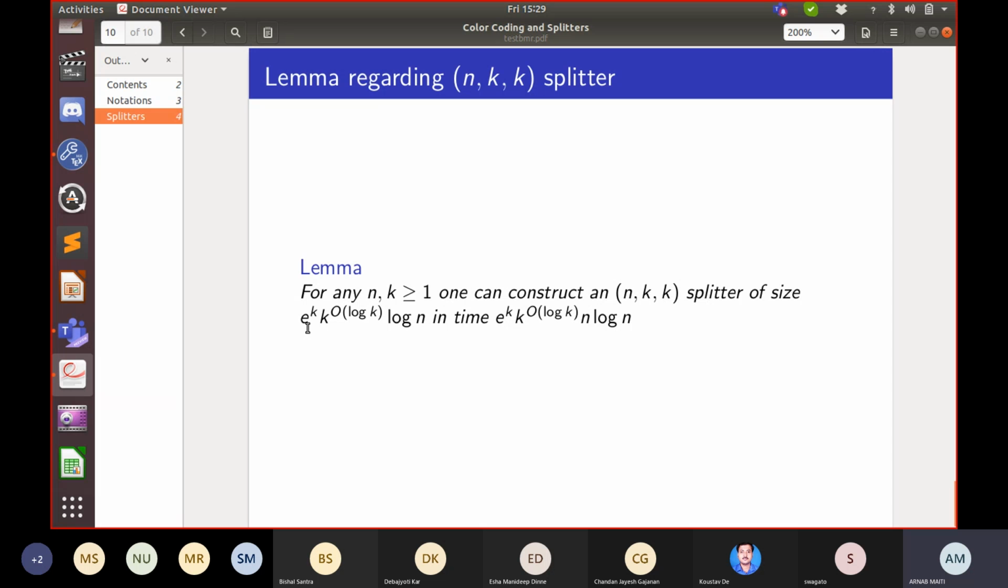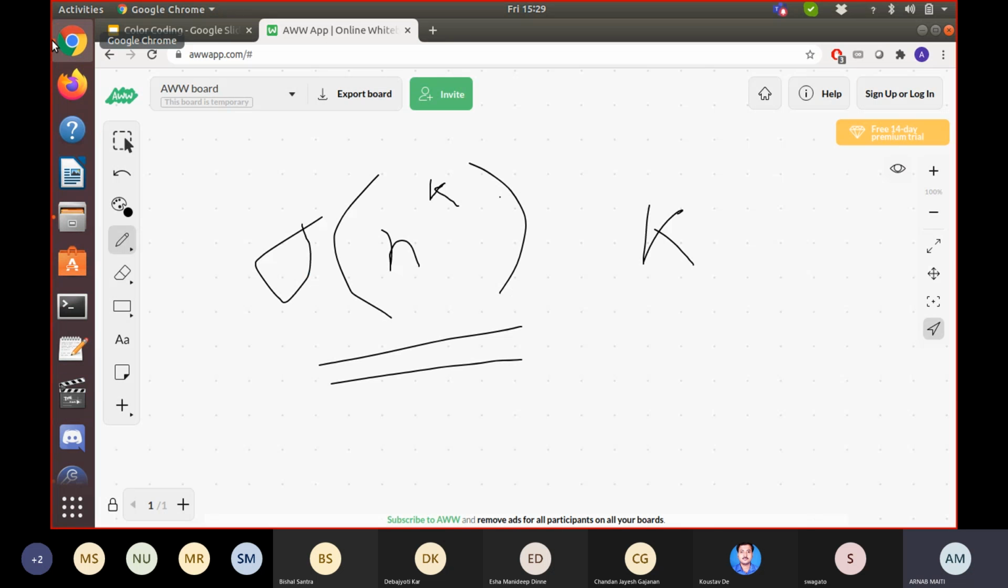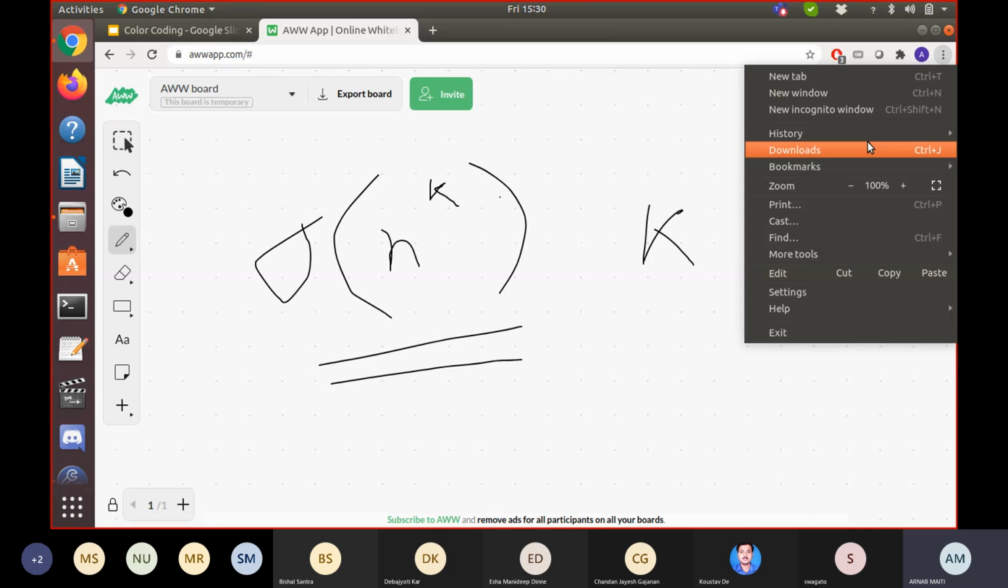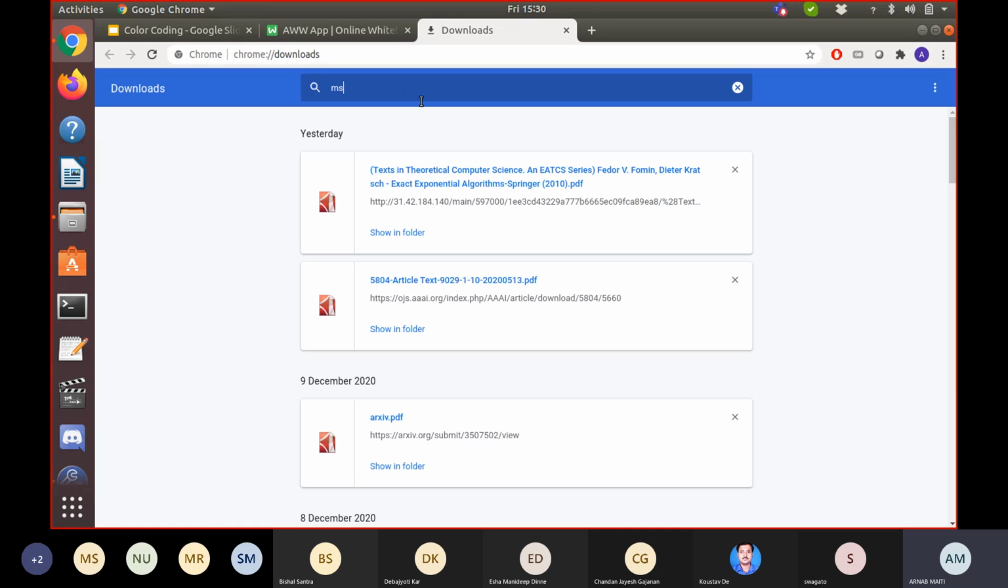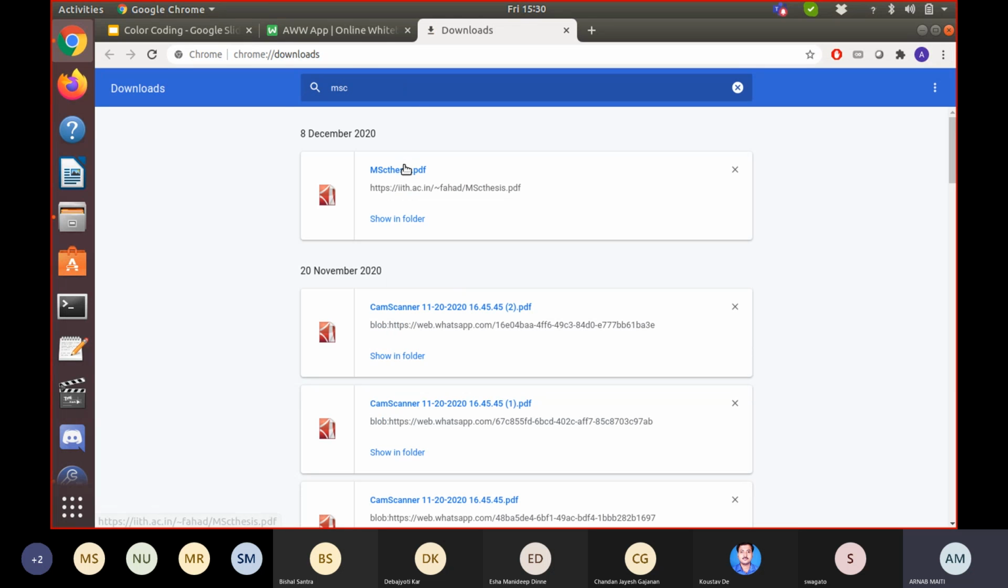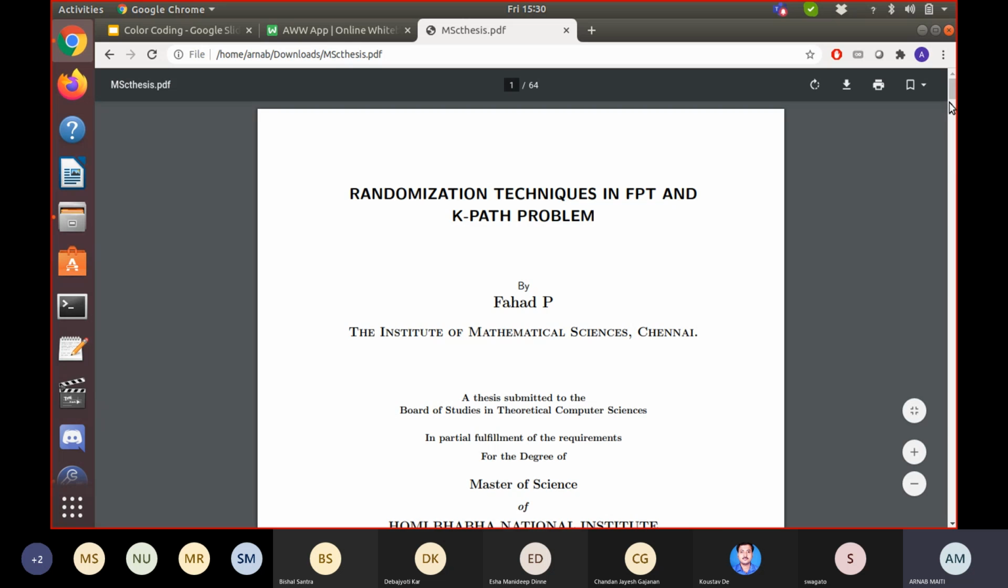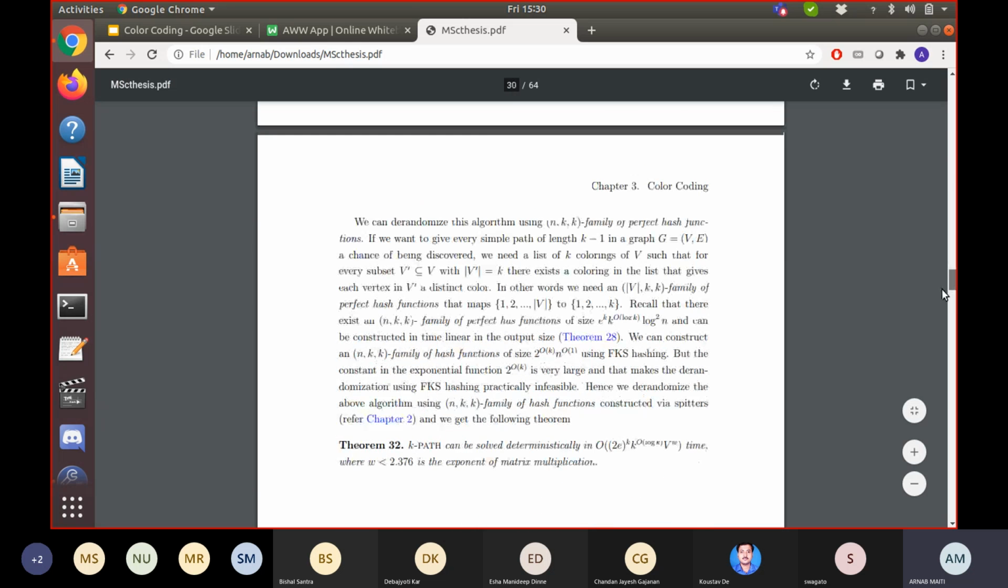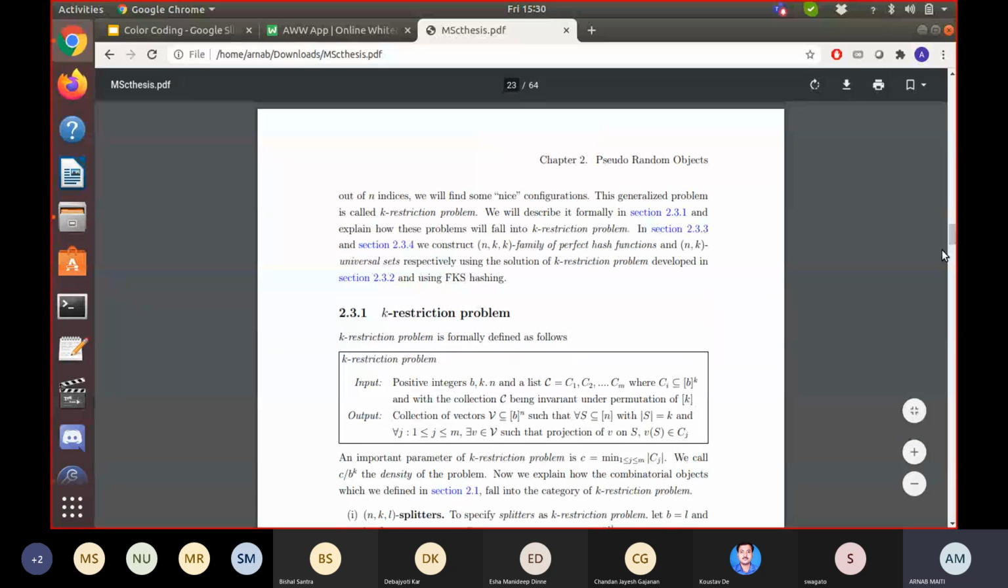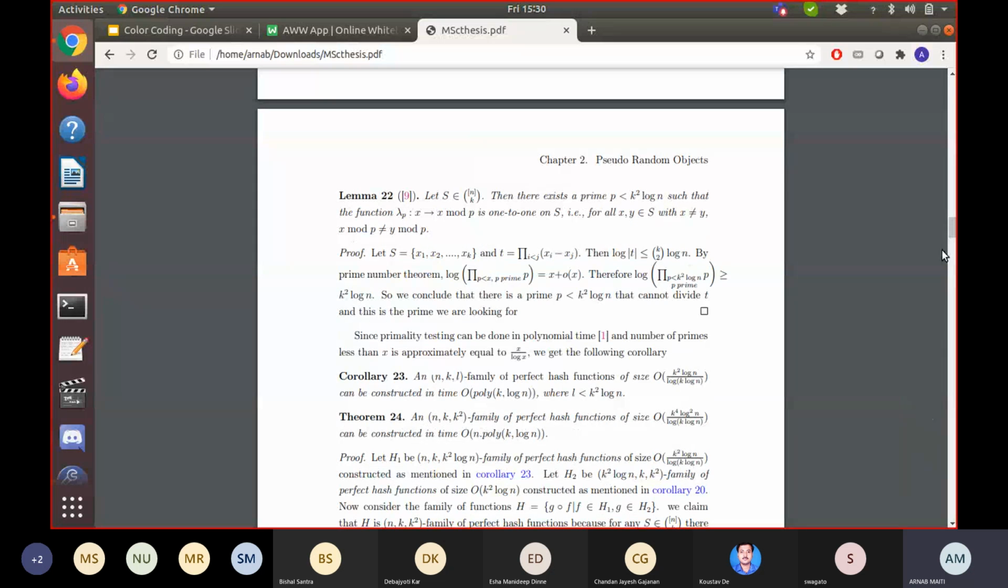So the size is some function of k times log n, and we can construct it in time some function of k times n log n. This one lemma, I can just show you the construction. It's a little bit big. In order to explain that, I need to show some previous work also. You can see visually how the construction looks. These all are proved using algebra and number theory. So you get why these all are important.